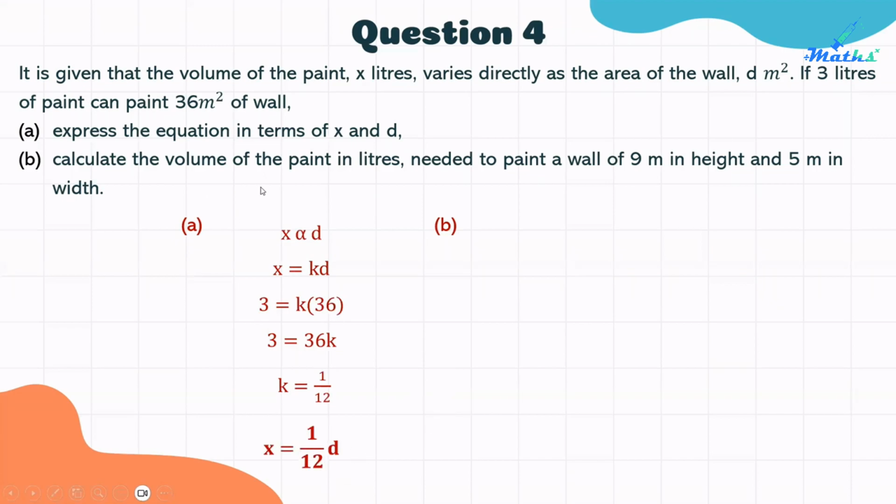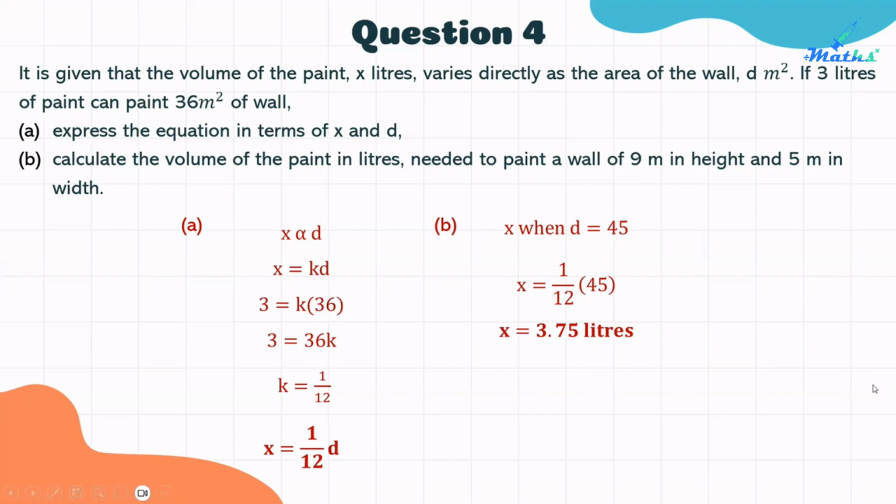Question B. Calculate the volume of the paint in liters needed to paint a wall of 9 m in height and 5 m in width. Okay, we need to calculate the volume, but it does not provide any area. So we need to find the area with height times width, which is 9 times 5. So our area is 45, which is d. So we use this equation, x equals 1 over 12 times 45, and our x is 3.75 liters.